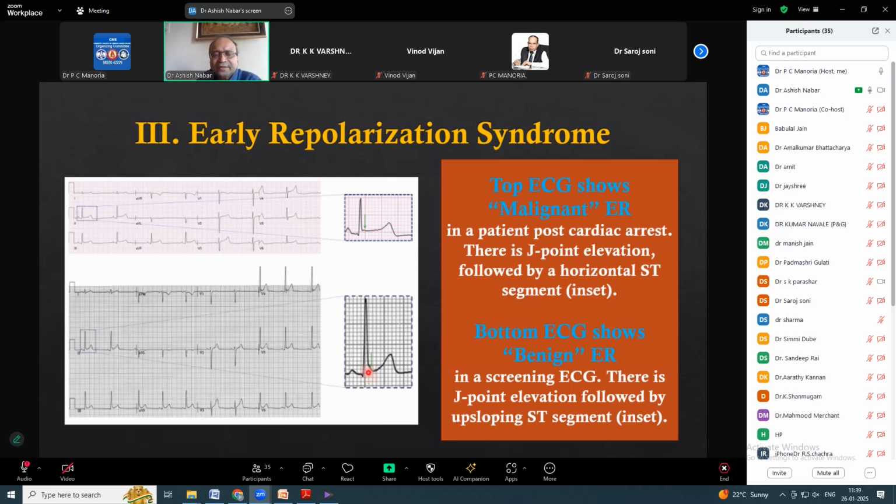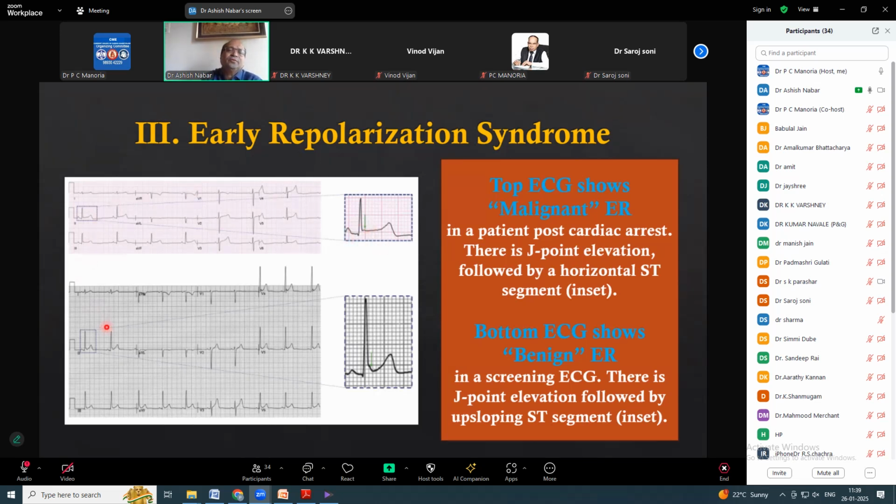If you have an ST elevation which is concave up, this kind of early repolarization is more likely to be benign. You often see it in your routine ECGs that you do for insurance purposes, maybe, or for job fitness purposes. These ones tend to be benign. But when you have an ST elevation which has this kind of J point elevation and a flat horizontal ST segment elevation, especially if you see such an ECG after a resuscitation from a sudden cardiac arrest, then this is a malignant early repolarization.